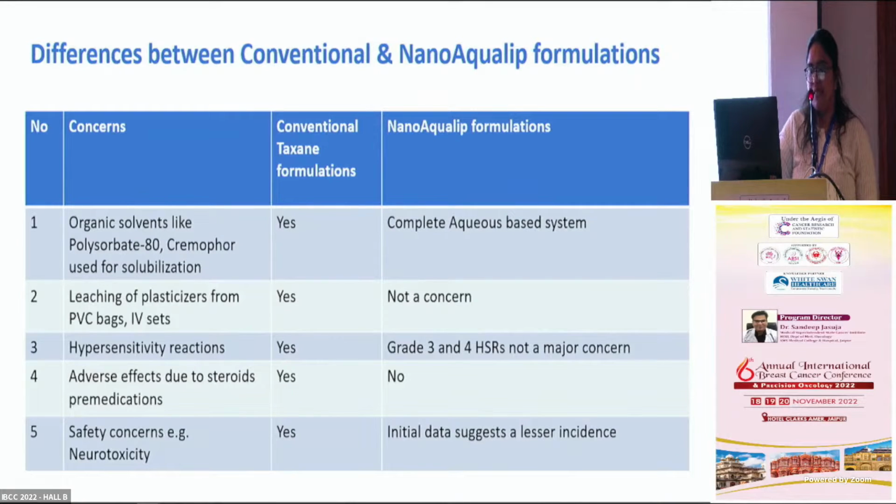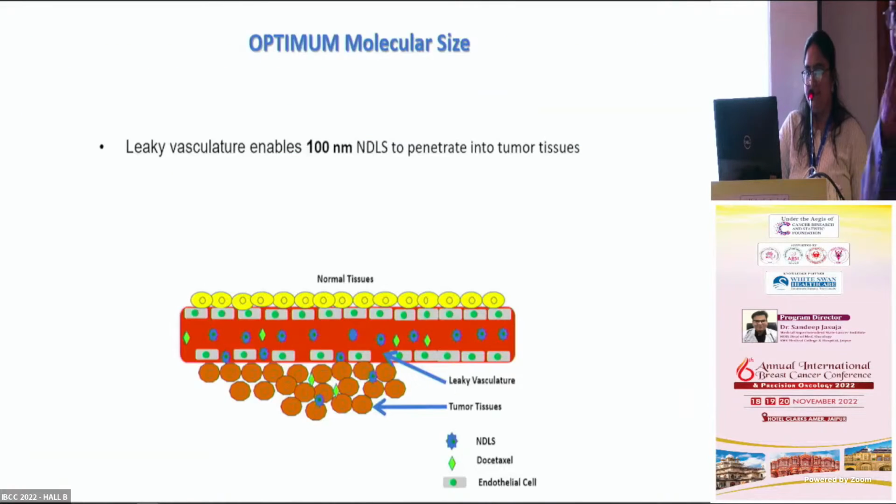Hypersensitivity reactions, as we discussed, are high in conventional Taxane formulation, while grade 3, 4 hypersensitivity reactions are not a major concern in nano Aqualip formulations. Steroids need not be used, so adverse effects of steroids are not there. Safety concerns and neurotoxicities are less in nano Aqualip formulations.